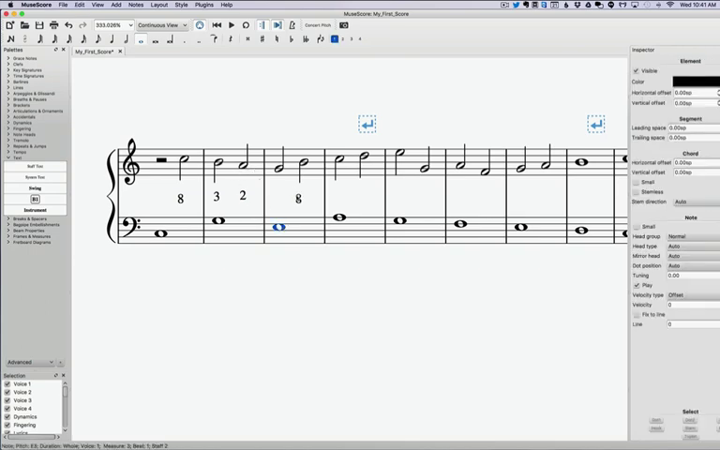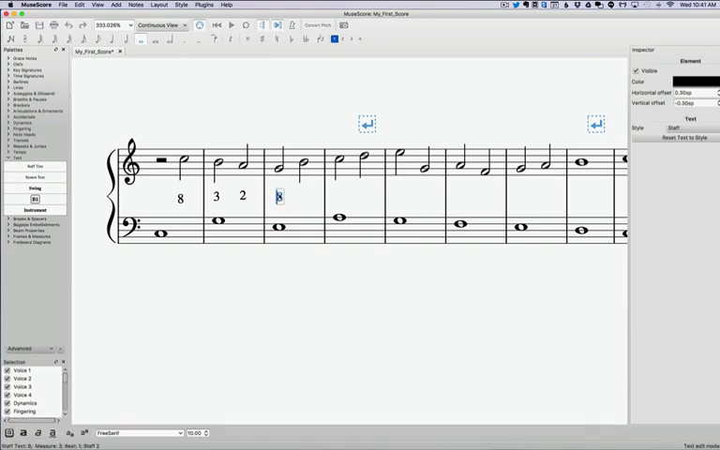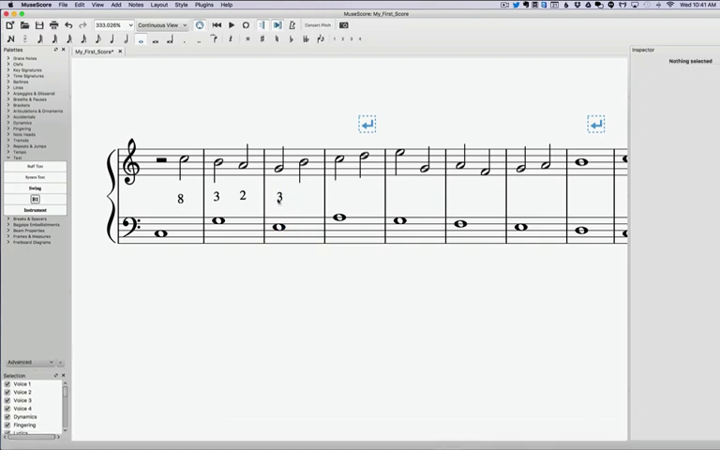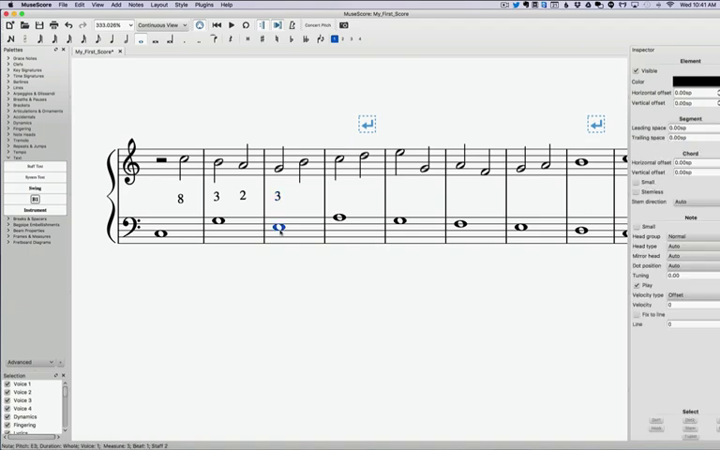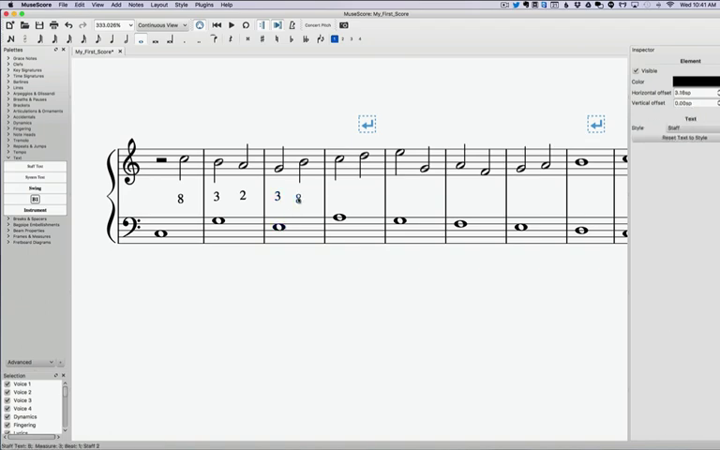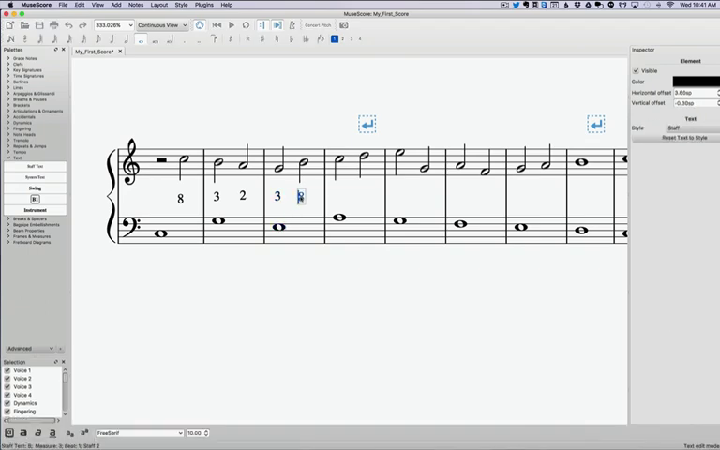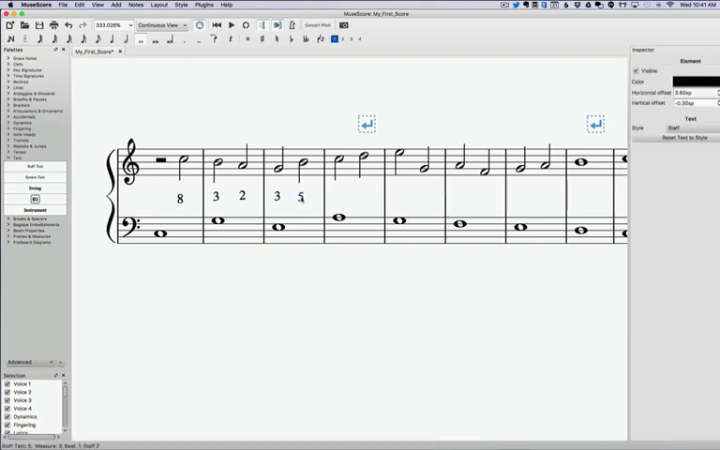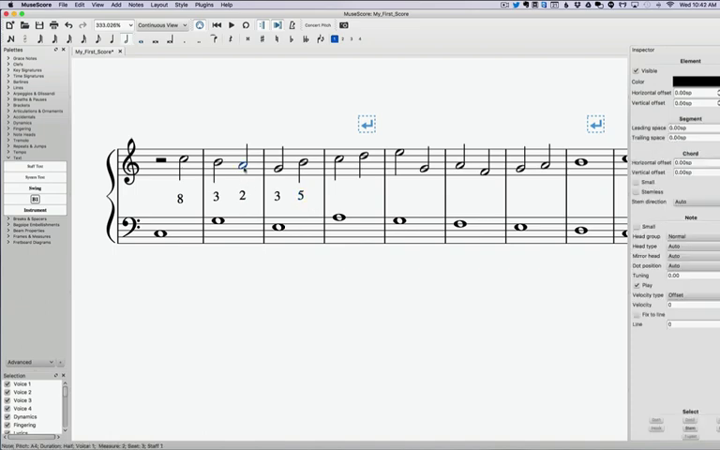And now we have E to G, which is another third, and that's okay. And E to B, which is a fifth, which is okay by itself. No harm there.